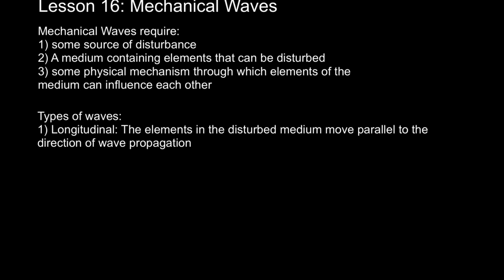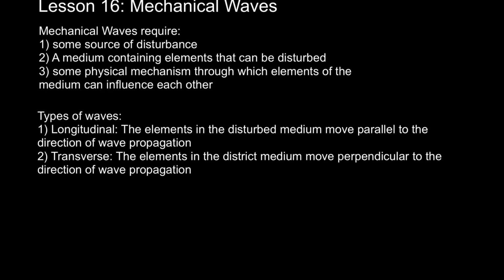And the two types of waves you need to know about are longitudinal and transverse. So longitudinal waves, that means that the elements in the disturbed medium move parallel to the direction of wave propagation. So if you think about the elements in a slinky oscillating back and forth, the wave or the energy is actually being transferred parallel to that direction. And then we have transverse waves where the elements in the medium move perpendicular to the direction of wave propagation.